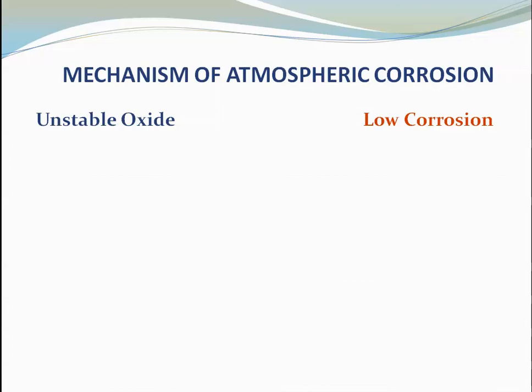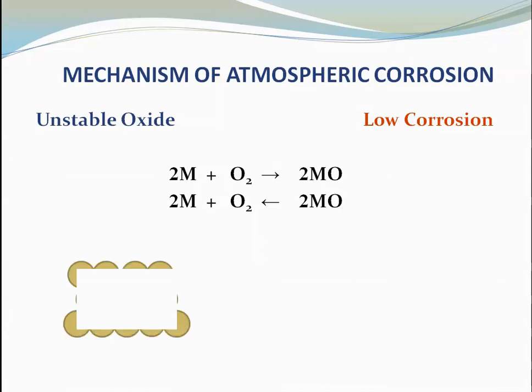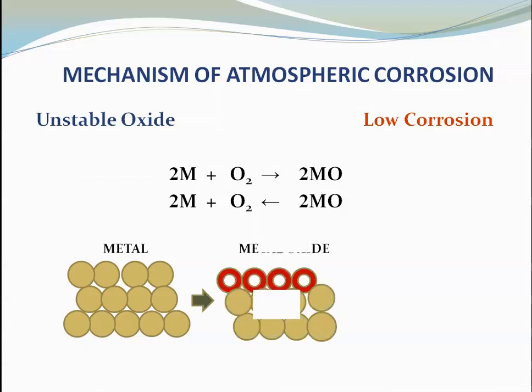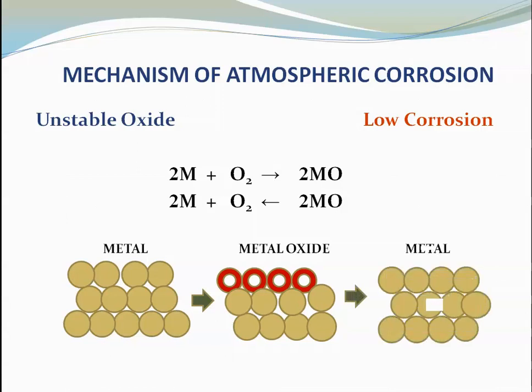Let us see if the metal oxide formed is unstable oxide. Metal plus oxygen gives you metal oxide. Because this metal oxide is unstable, it decomposes into metal and oxygen. Apparently, we do not see the metal getting corroded. Obviously, in such cases, the rate of corrosion is very low. This happens in metals like gold, platinum, or palladium.